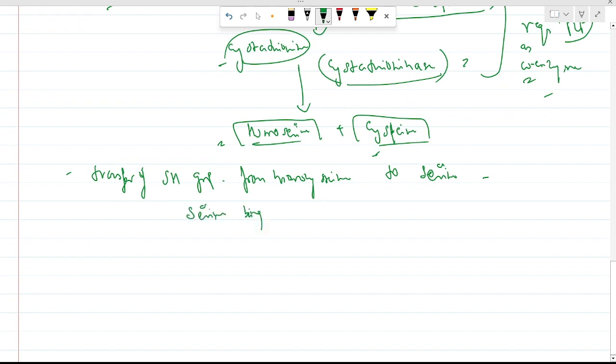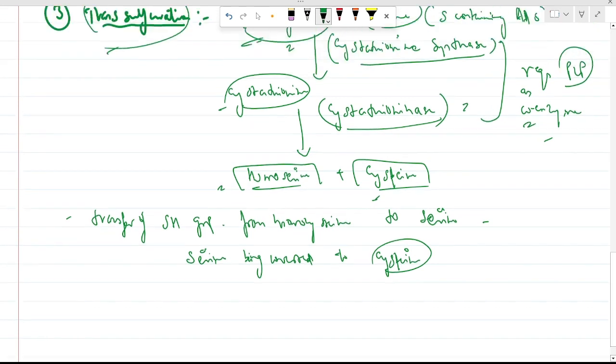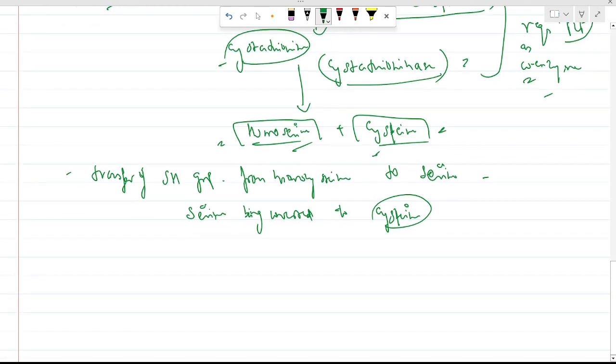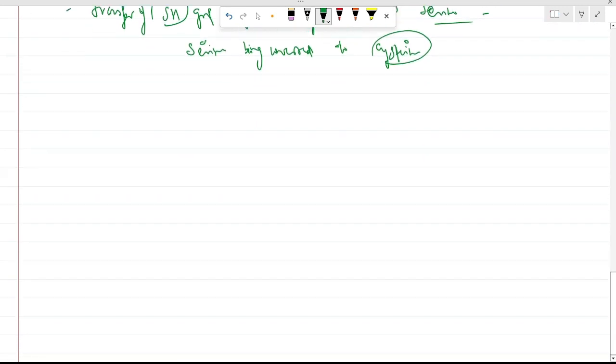serine being converted to cysteine. So serine converted to cysteine. The final products of this transsulfuration reaction. Remember, transfer of SH group from homocysteine to serine. So this is all about the transsulfuration reaction.